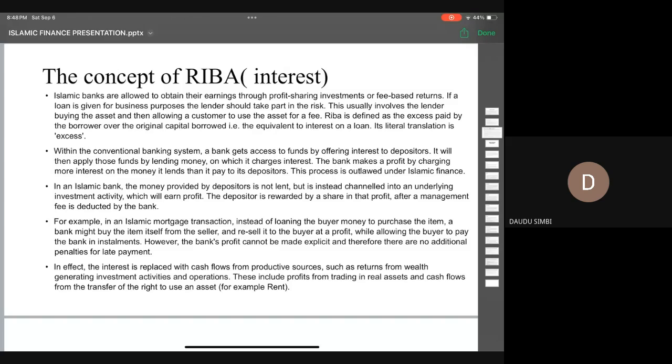In effect, the interest is replaced with cash flows from productive sources, such as returns from wealth-generating investment activities and operations. These include profits from trading in real assets and cash flow from the transfer of the right to use an asset, for example, rent.